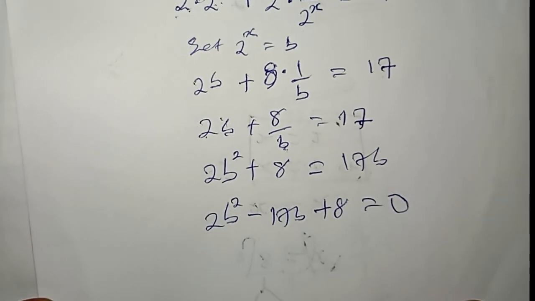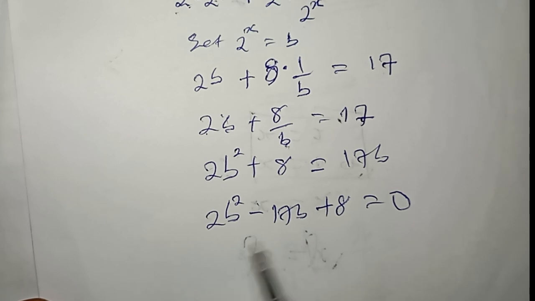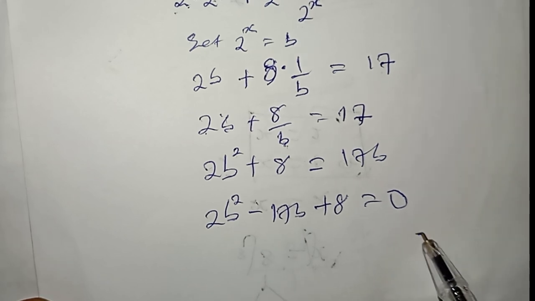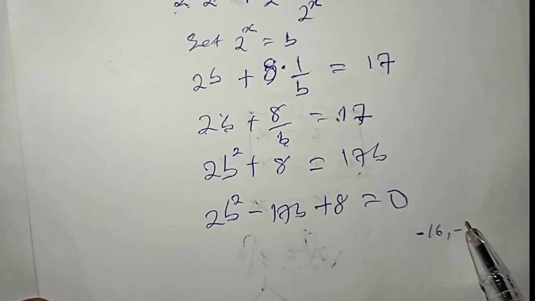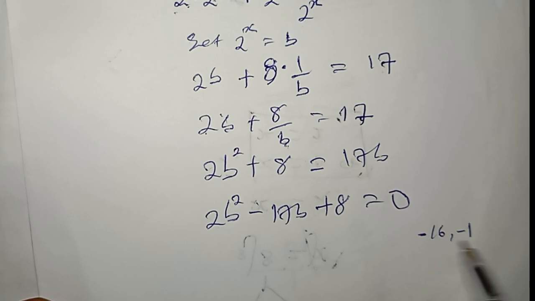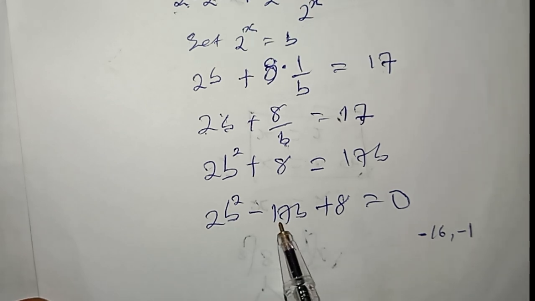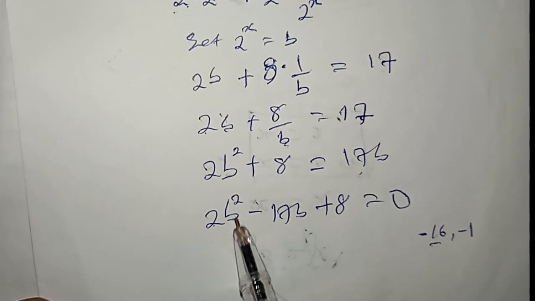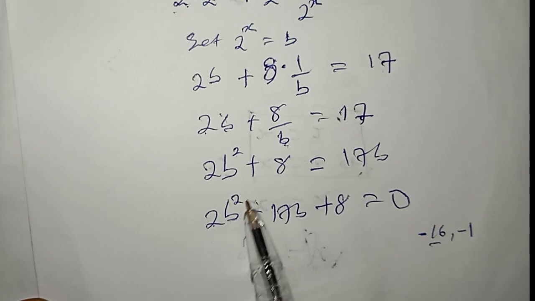So I now have a quadratic equation. You can see it's factorizable, so I'm going to find two numbers that sum to negative 17 and multiply to give 16b squared. Of course, the two numbers are minus 16 and minus 1. If you multiply both of them, you have positive 16, and when you sum them, you have negative 17. Next, I want to take a different route. I'm going to divide through by 2, so that the coefficient of b squared is equal to 1.